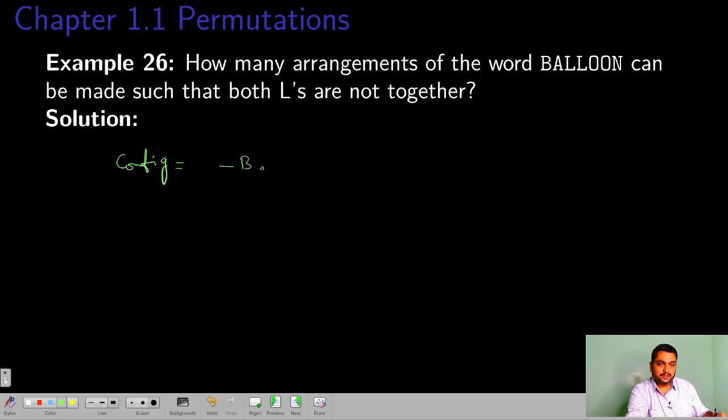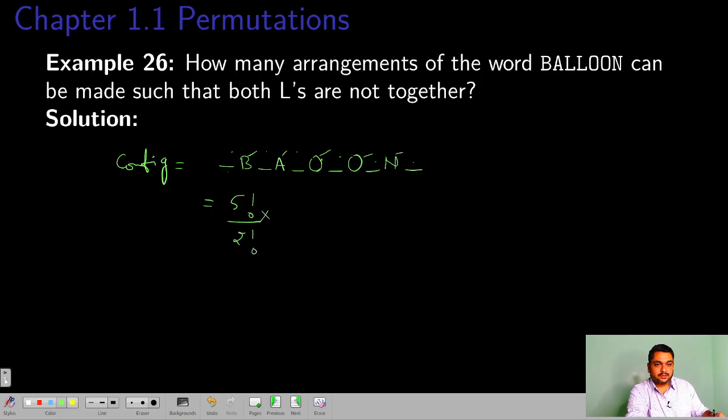So B can be there, then A, then O, then O, then N, and then the L can be anywhere here. 2 L's can be anywhere here. Now this can be arranged in how many ways? 1, 2, 3, 4, 5. So 5 factorial ways, divided by the O is repeated, so divided by 2 factorial ways.